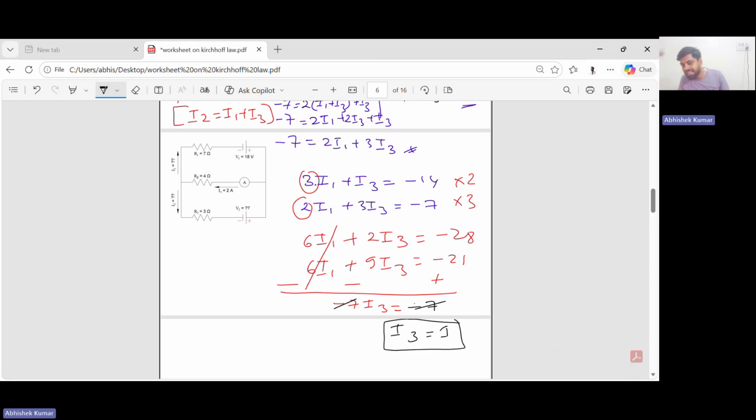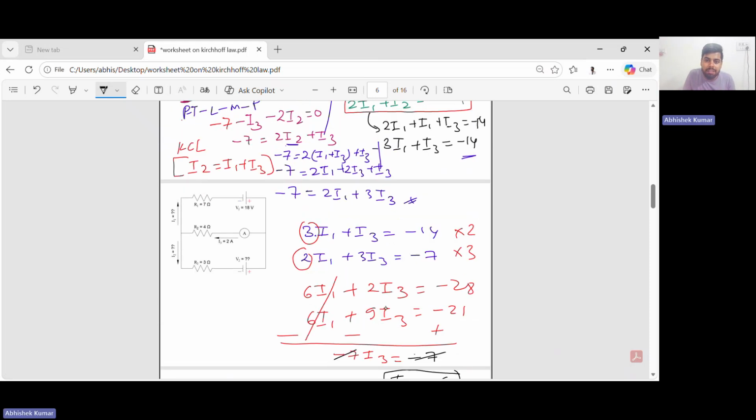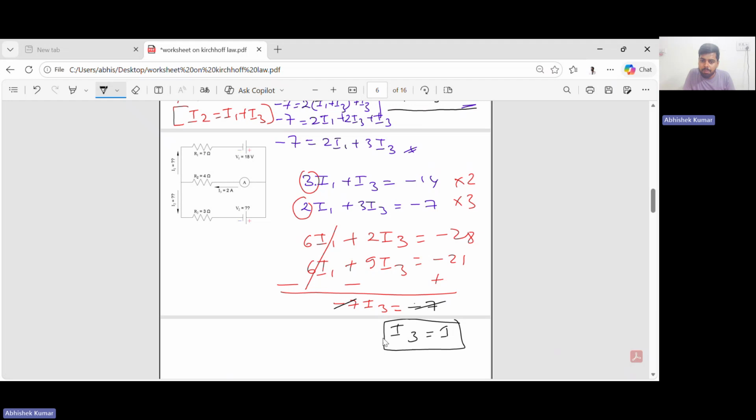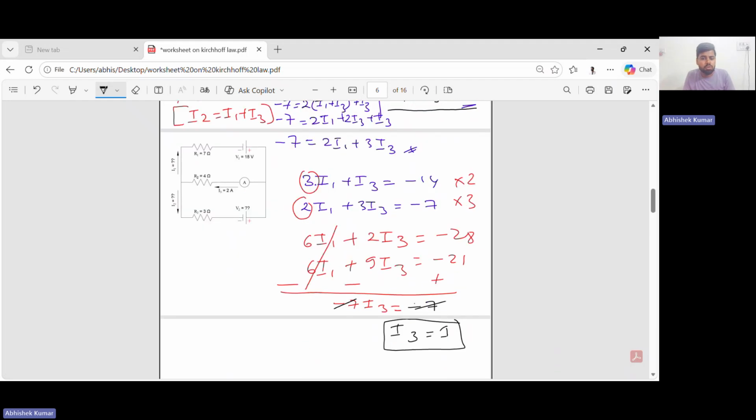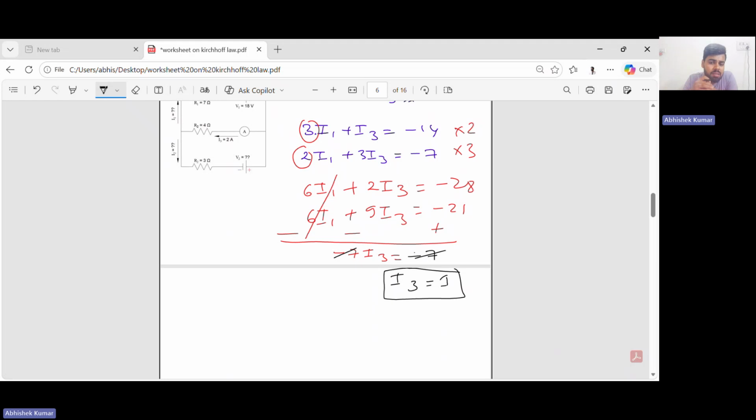I3 came 1. So if you put the value of I3 in any equation, you will get I1. How much will come for I1 from here? Just put the value and you will get the answer. And the same value you will get for I2 also. That is your answer.